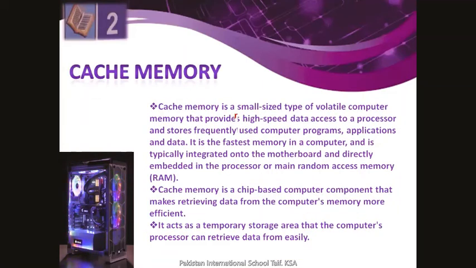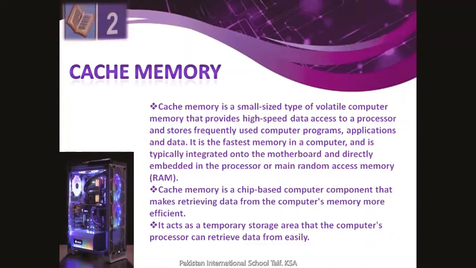Cache memory, pronounced as cash memory. Cache memory is a small-sized type of volatile memory that provides high-speed data access to a processor and stores frequently used computer programs, applications, and data. It is the fastest memory in a computer and is typically integrated on the motherboard and directly embedded in the processor or main random access memory.